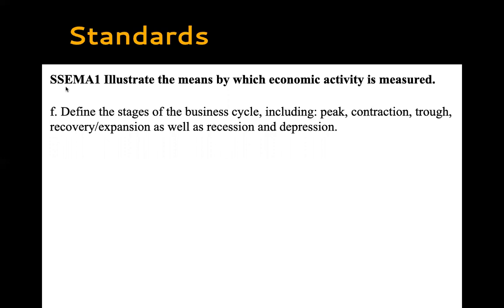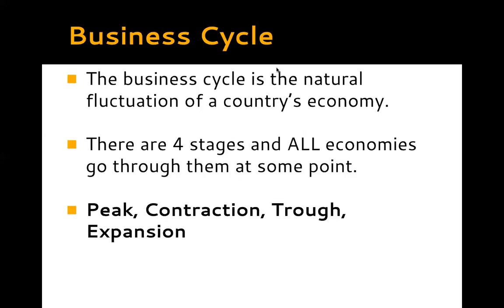Social studies economics, macroeconomic standard 1, illustrate the means by which economic activity is measured. Substandard F, define the stages of the business cycle, including peak, contraction, trough, recovery, expansion, as well as recession and depression. Okay, so it's pretty straightforward. What is the business cycle? What are the parts of it? And what happens during those parts? So we jump right in.